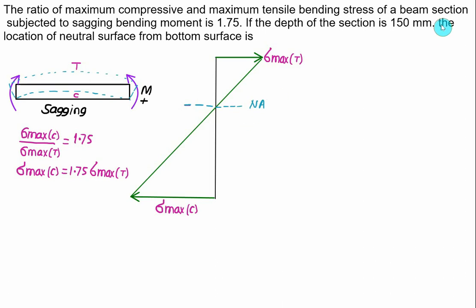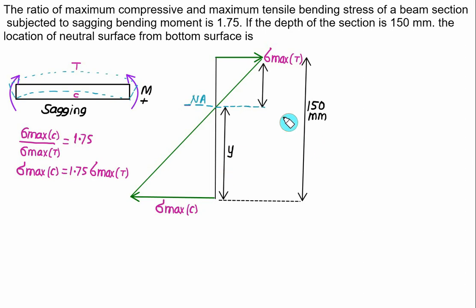What we are interested in is the location of the neutral surface. Neutral axis and neutral surface are one and the same. From the bottom surface, from this point, we want to find the location of the neutral axis. In addition to that, he says that the total depth of the section is 150. So this depth is equal to 150 mm. Since we are interested at the bottom, we'll show this distance equal to y. In that case, the distance to the top fiber is 150 minus y. So this value is 150 minus y.